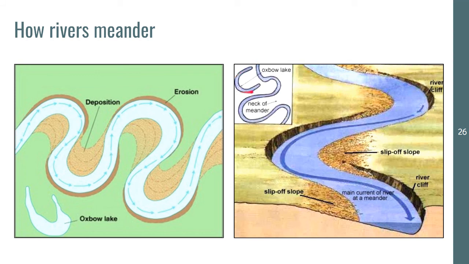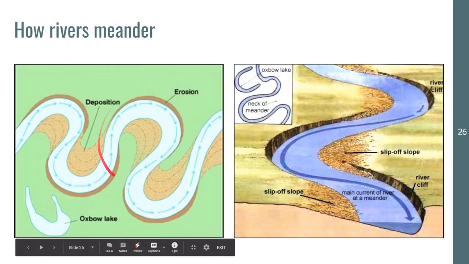It used to bend that way, but since the two parts are now very close, the river just decided to cut off from this side and then continue, creating an oxbow lake here.